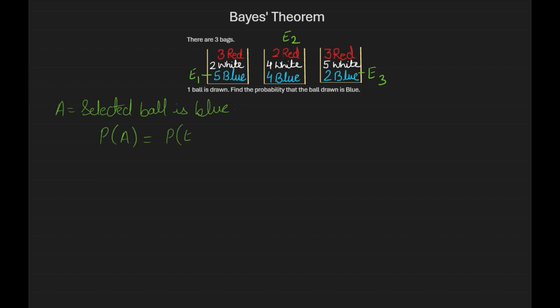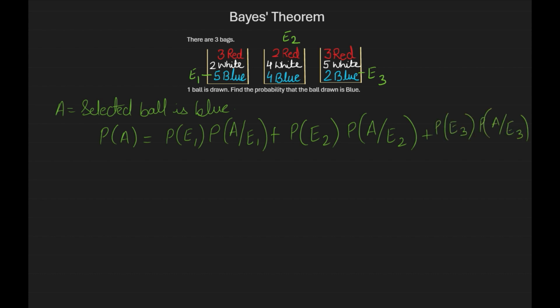So probability of A would be: first it can be bag 1, that is probability of E1, then probability of event A, that a blue ball is selected from E1. This probability of A given E1 shows that bag 1 is already selected, and then event A is that the selected ball is blue. Then 2 more cases: it can be from bag 2, event E2, and the probability of A given E2, that is a blue ball from bag 2. Same for the third one, probability of E3 and probability of A given E3. This is the probability of A.